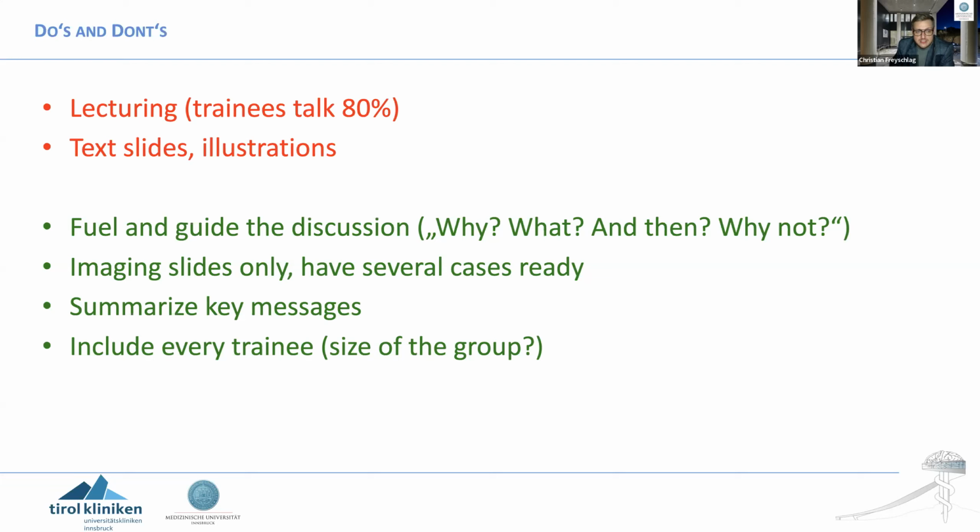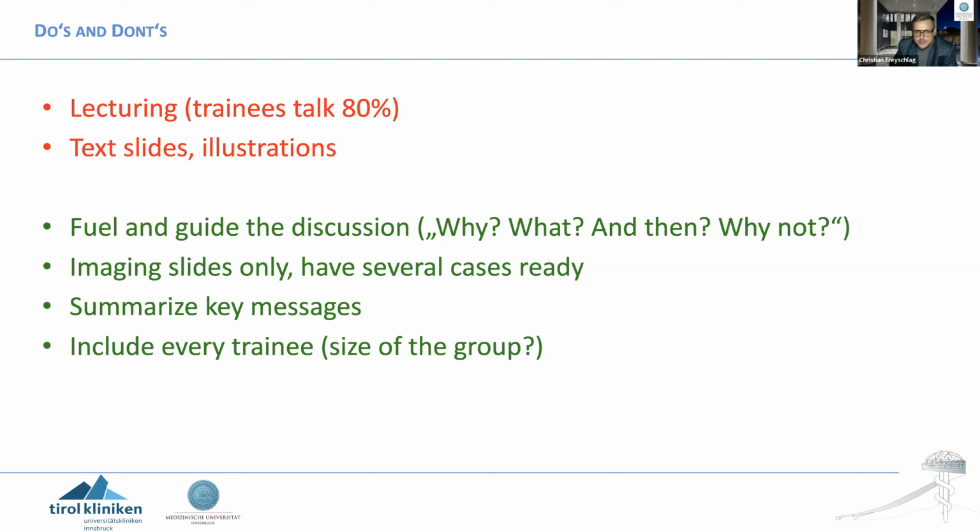Imaging slides only, as I mentioned before, and have several cases ready for a very quick solution of some cases. And then it's your job to summarize the key messages out of the discussion. And you should include every trainee. This depends on the size of the group, obviously. If you have, like in the last courses, double the number of trainees, it's difficult in about half to three quarters of an hour to include each and every one of the group.